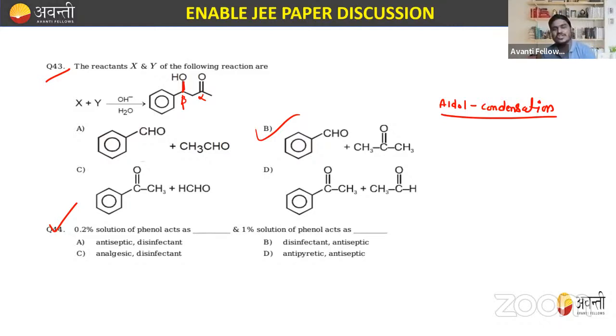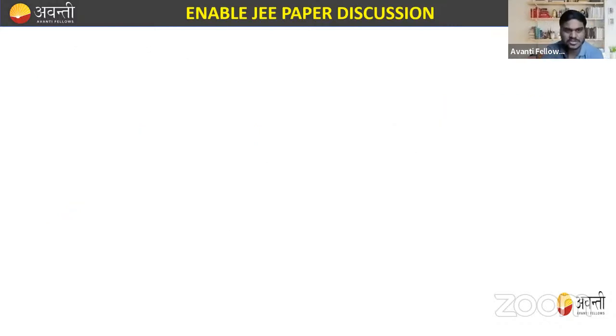When the concentration of phenol is very less, then it acts as an antiseptic. When you increase the concentration of phenol, then it becomes a disinfectant. We use it in our day-to-day life for house cleaning, floor cleaning, toilet cleaner, right? So a 0.2% solution of phenol acts as an antiseptic, whereas a 1% solution of phenol acts as a disinfectant. So which option is correct, beta? That is option number A. So this is the correct answer for this question.